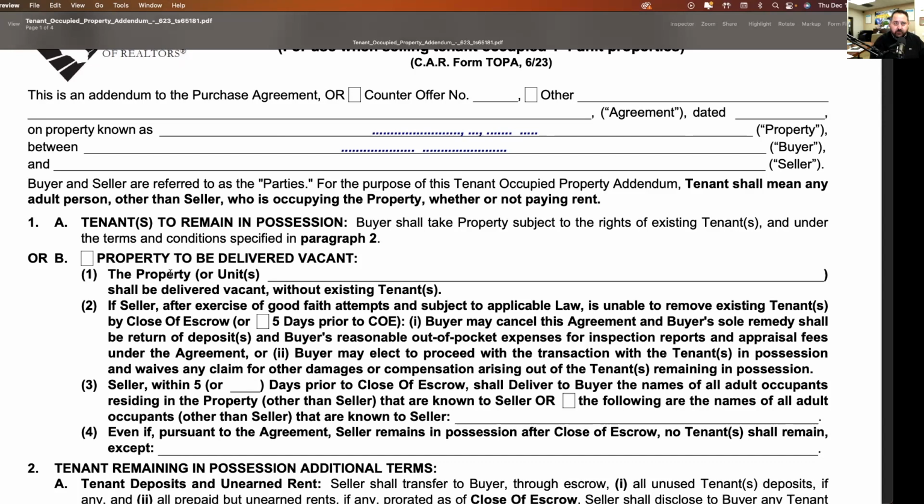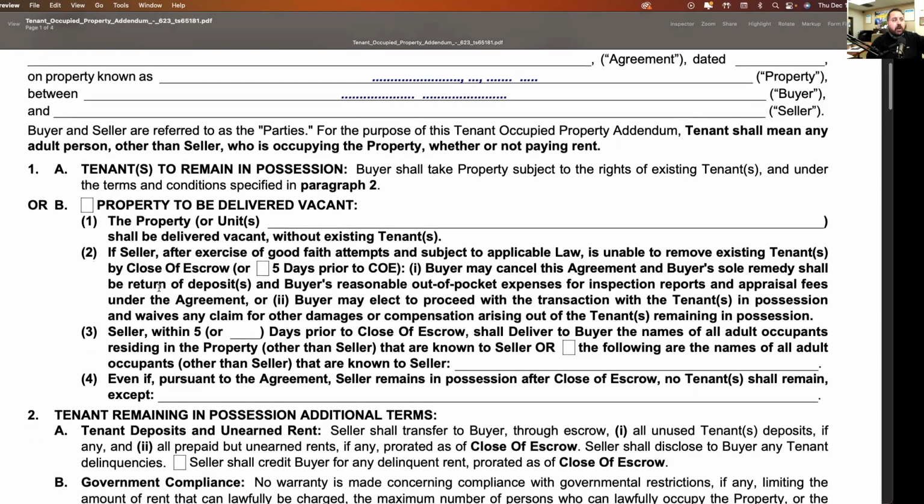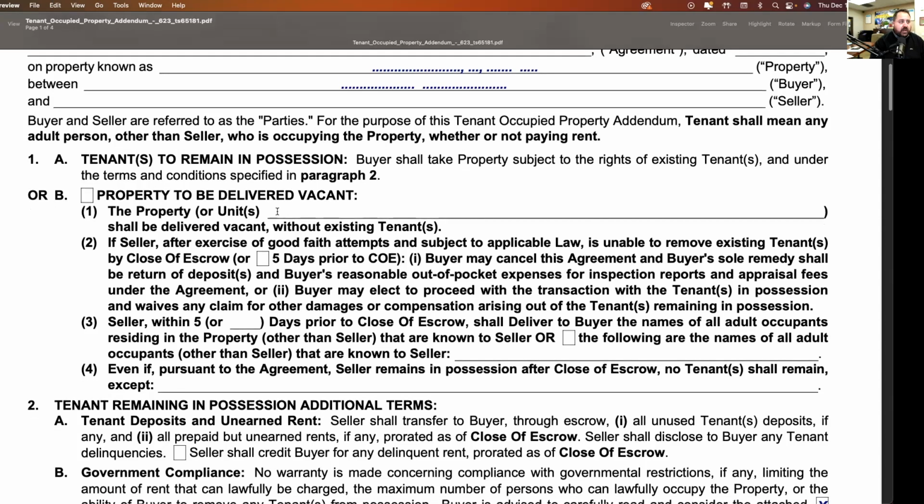That's the default. The next one is property to be delivered vacant. B1, the property or units. Let's say it's a 4-unit building and 2 of the units are going to be delivered vacant, then you would write in which unit numbers are going to be delivered vacant.